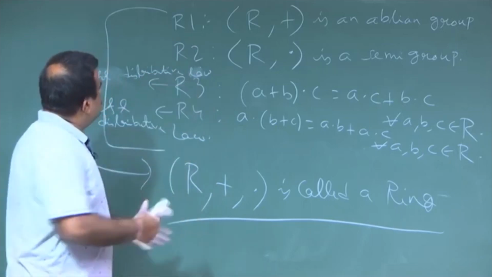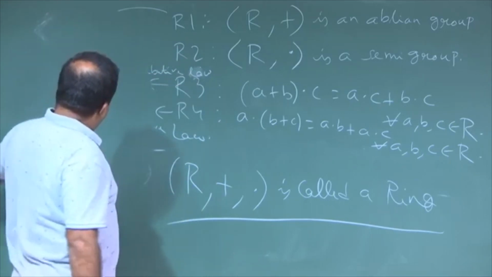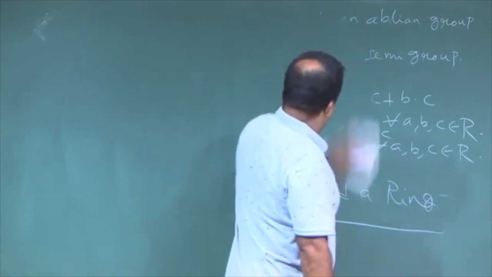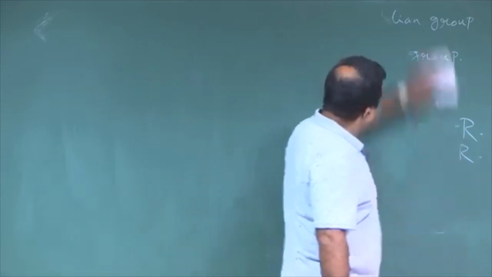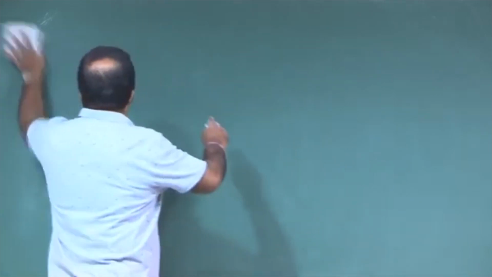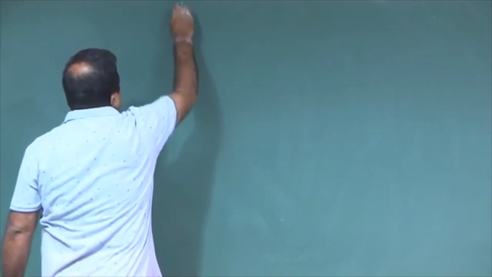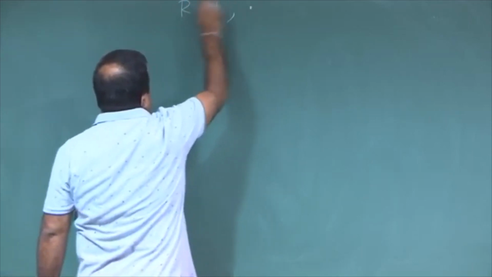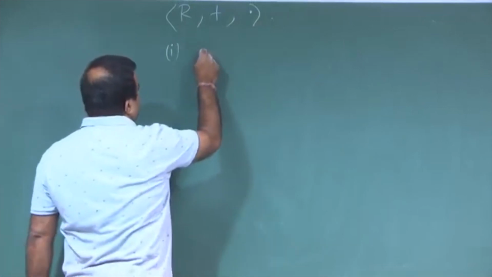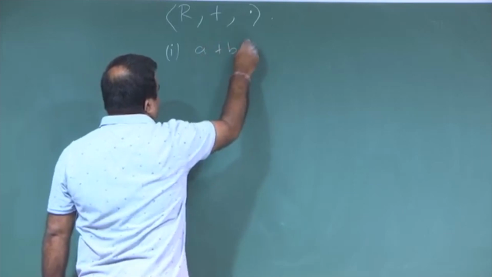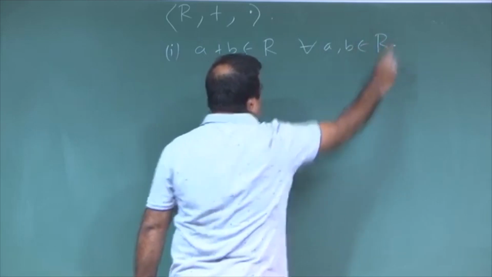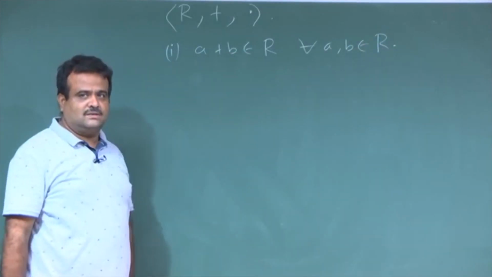So if you write out the details of these properties, how many properties will this give us? 8. Let us write those. This is a set R and we have 2 operators, plus and dot. These are the properties that must be satisfied. A plus B must belong to R for all A, B belonging to R. This is the closure property of the plus, the first operator.